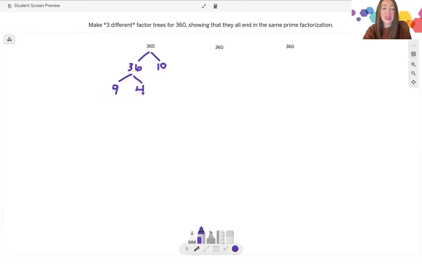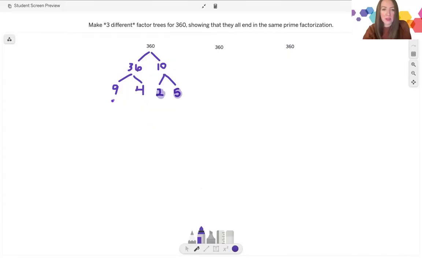And 36, I could have factored this differently, right? It could be 18 and 2, or 9 and 4, or 6 and 6. And no matter what journey you take, you're going to end up in the same place. So you can factor however you like. Okay, I have one prime factor here, so I'm going to stop and highlight that. Actually, I have 2. 5 is also prime.